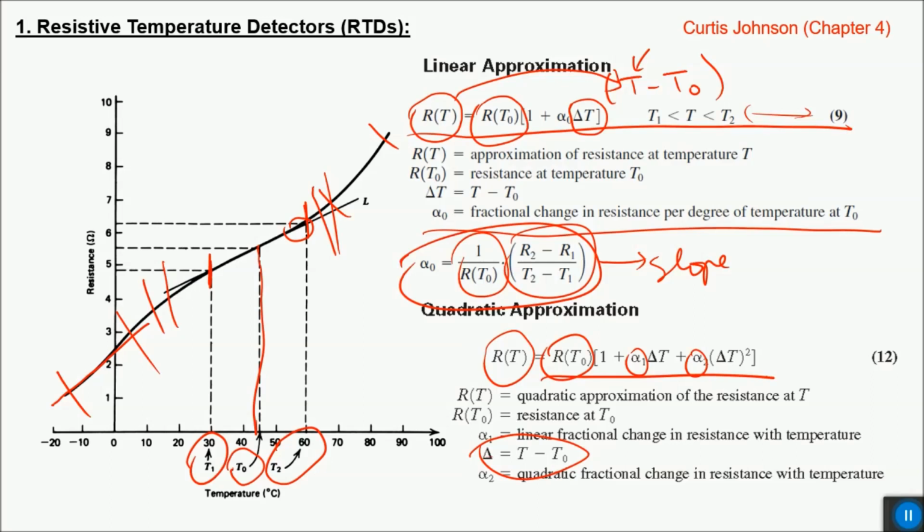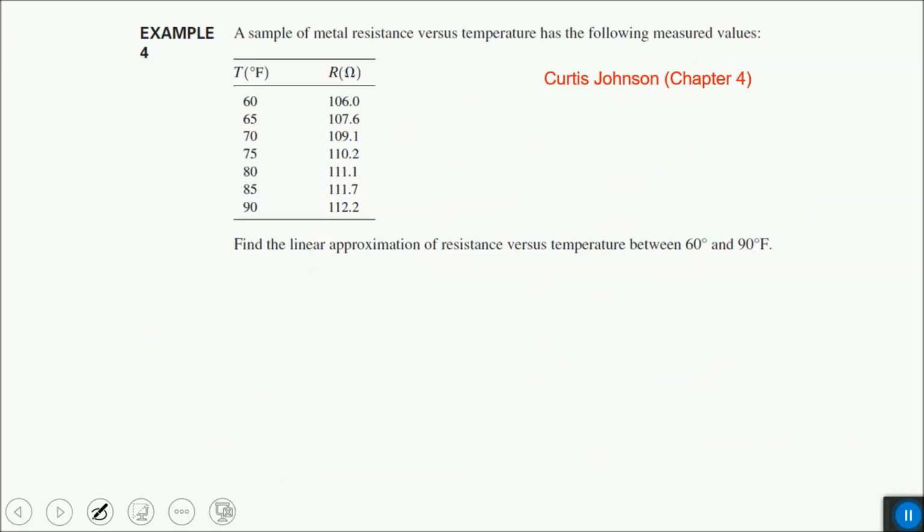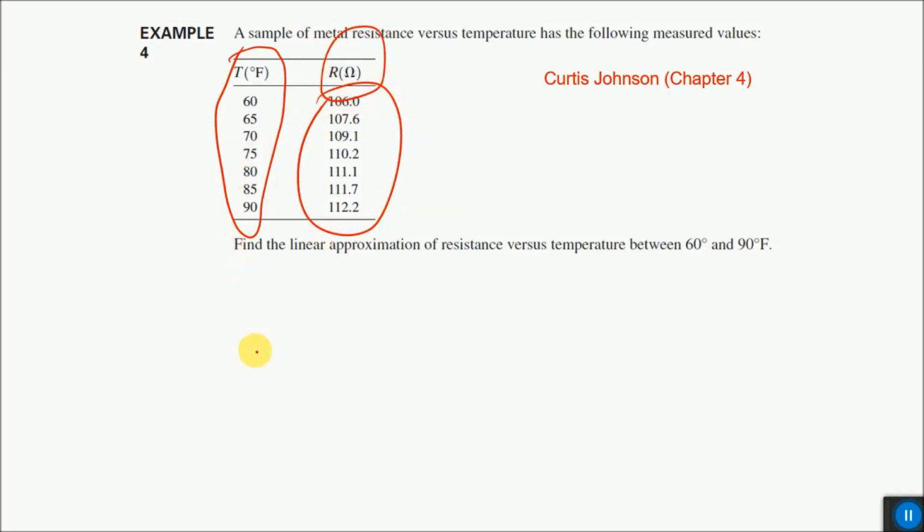So let's find out what this approximation, linear and quadratic approximation for an RTD, means. In this example, it is stated that the temperature was measured using a standard thermometer. So now this RTD is not being used to measure this temperature, but this temperature is being measured using some other sensor, some standard sensor. And at these particular values of the temperature, the resistance of the RTD was measured against each temperature.